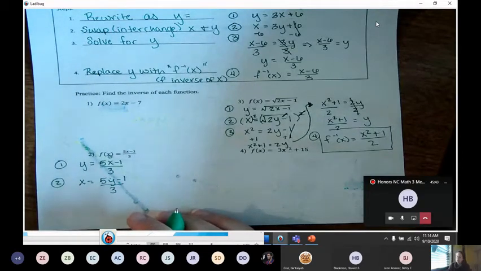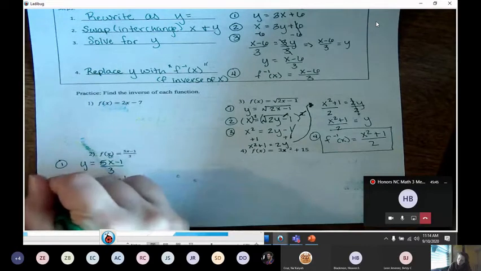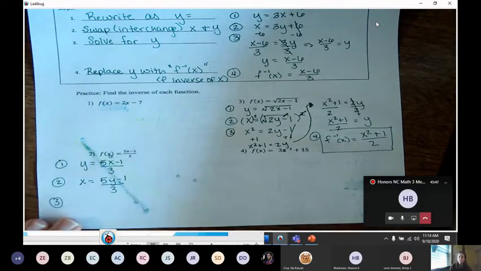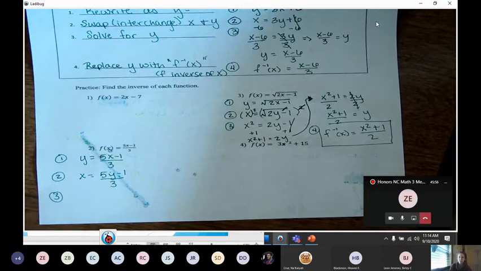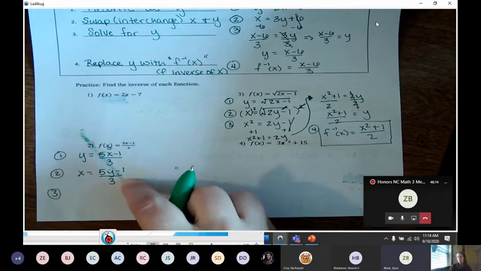Step 3, Zion, are you there? Zion Black, are you there? Yeah. Okay. So step 3 says solve for y. So what am I going to do first? What's the most annoying looking part of this problem?